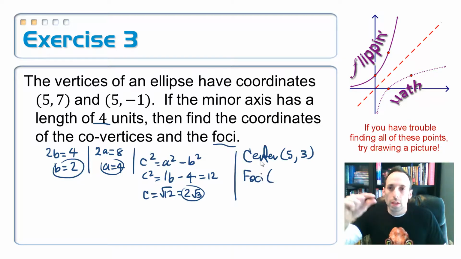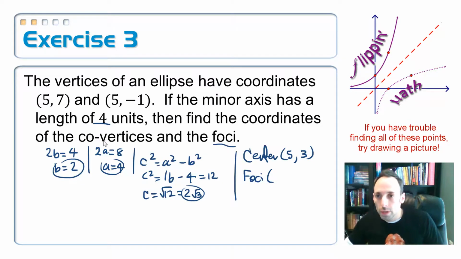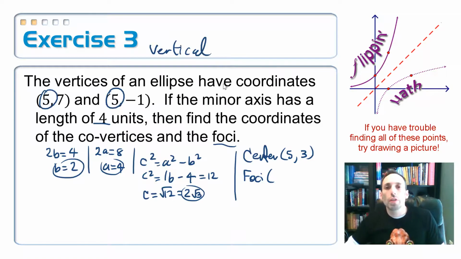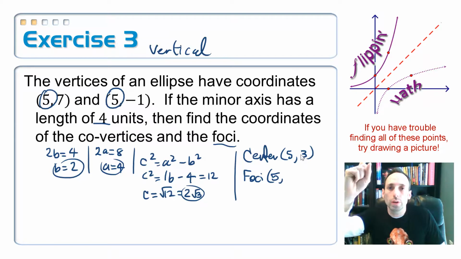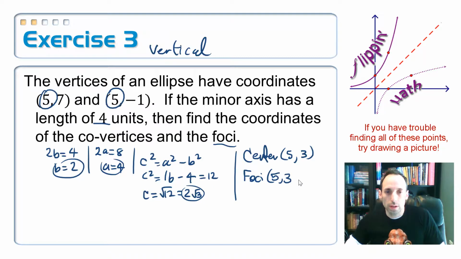So the foci, since this was a vertical major axis, this is vertical, and since the foci are on the same axis as the vertices, I'm going to go up and down with these points as well. So the foci, the 5 will stay the same, and now this 3, I'm going to go up 2 square root of 3 and down 2 square root of 3. Since this is irrational, I'll just write it like this, 3 plus or minus 2 square root of 3.